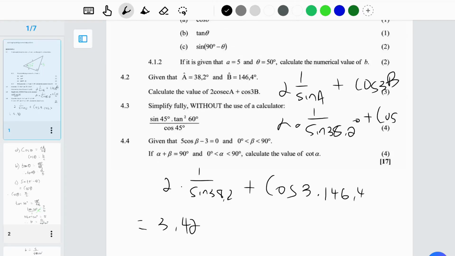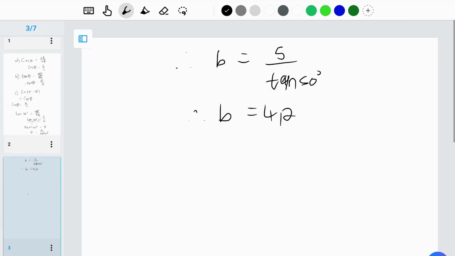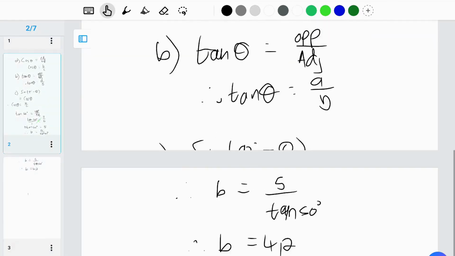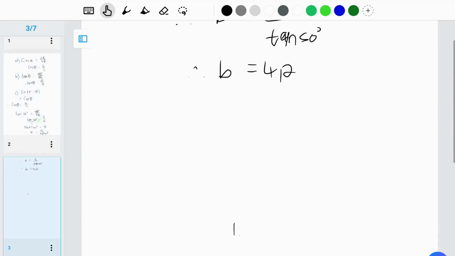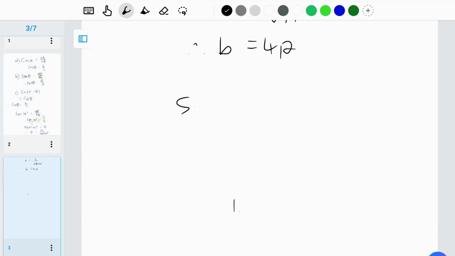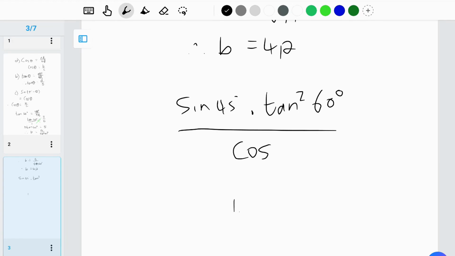Next question, it says simplify fully without the use of a calculator. The question is sine 45 times tan squared 60 over cos 45. So let's look at it here. It says sine 45 degrees times tan squared 60 degrees over cos 45 degrees.